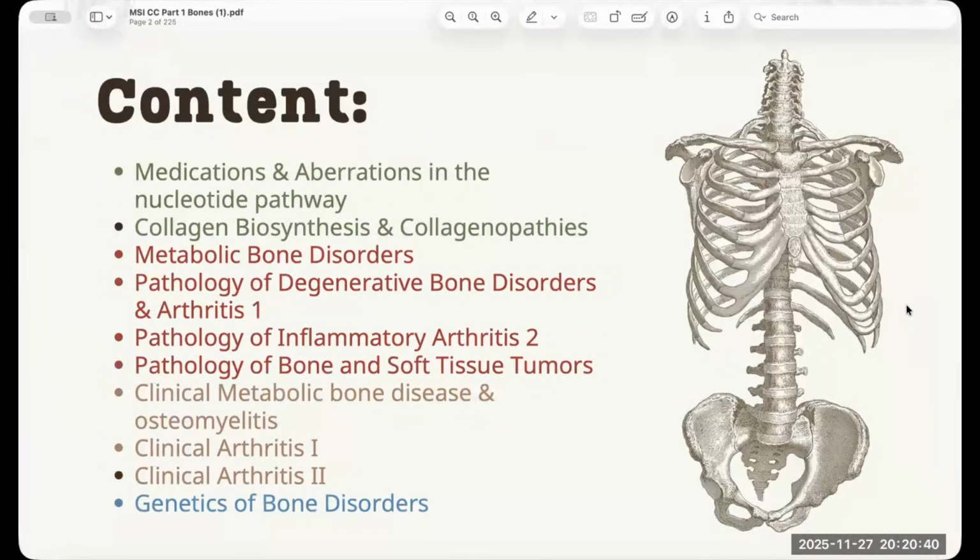So we'll be covering 10 lectures from MSI. The first two are Biochem. The second four are Pathology, and then the third three are clinical. The last one is genetics. All right.